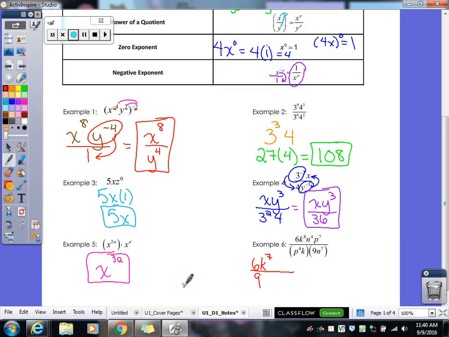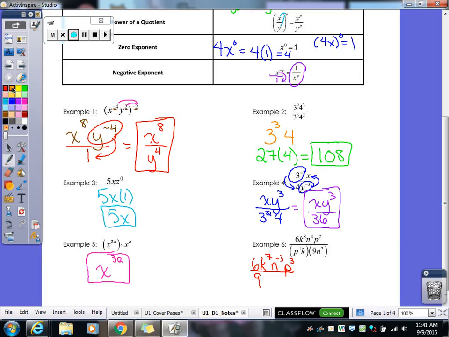So then I'll do my n's next. So we have 4 minus 7, which would give us n to the negative 3. And then for our p's, we have 7 minus 4. So that would give us p to the 3rd.